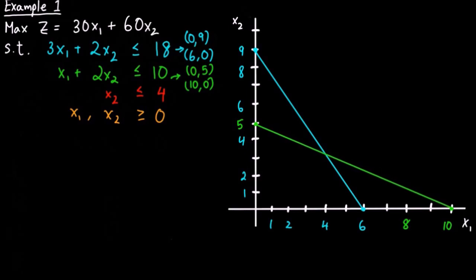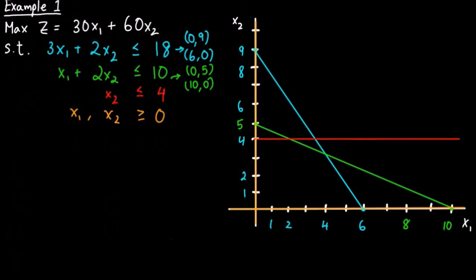Our next constraint, x2 is less than or equal to 4, is just a horizontal line that intersects at x2 equal to 4. And we have our non-negativity constraints. So x1 and x2 are greater than or equal to 0, meaning it's in the first quadrant. So that gives us all of our constraints on the graph.